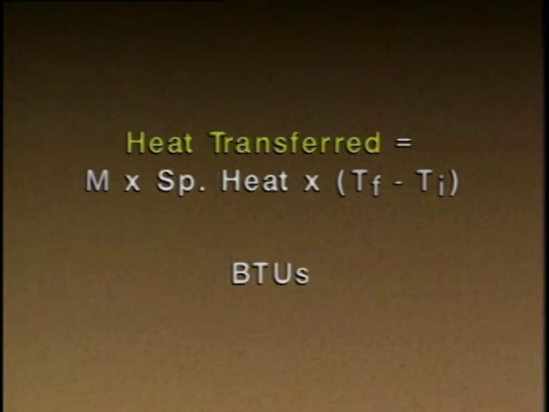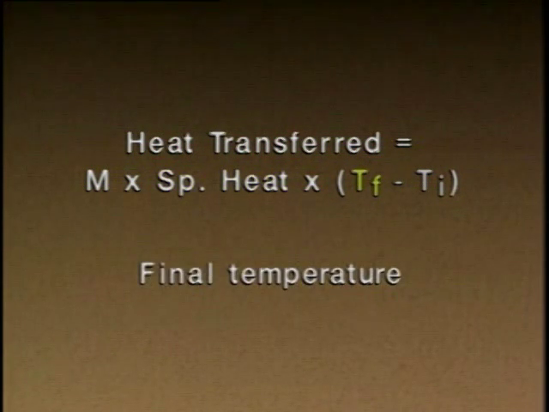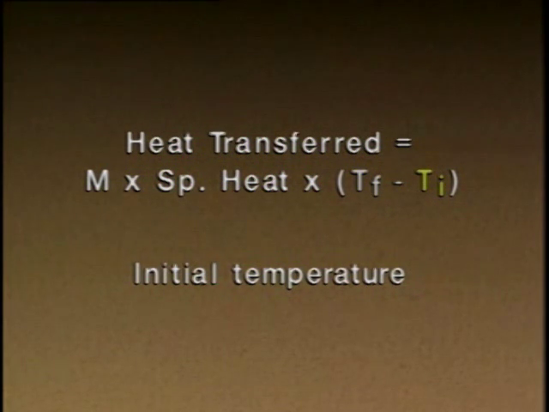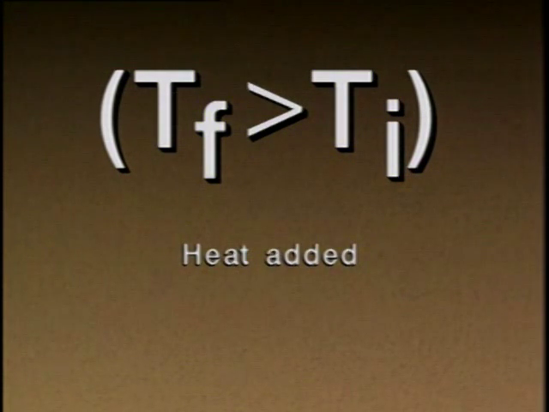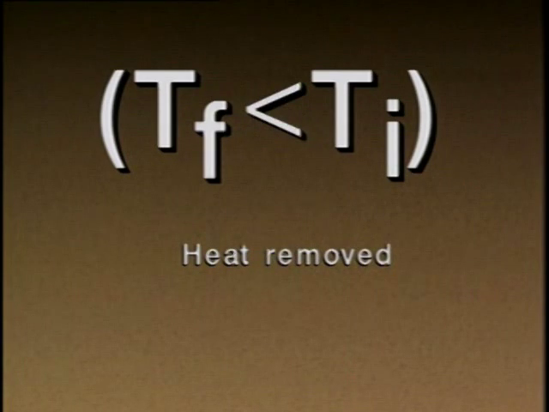In this formula, the amount of heat transferred into or out of a substance is expressed in BTUs. The amount of heat transferred equals m, the mass or amount of substance involved, times its specific heat, which relates to the type of substance involved, times the difference between the final temperature of the substance, Tf, and the initial temperature, Ti. The difference between the final temperature and the initial temperature represents the temperature change. If the final temperature is greater than the initial temperature, heat was added to the substance. If the final temperature is less than the initial temperature, heat was removed.